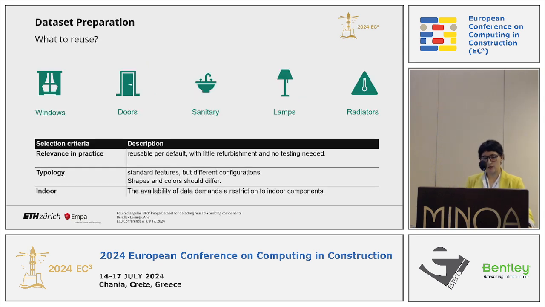In this field study, we identified 5 building component categories, namely windows, doors, sanitary, lamps, and radiators. They were chosen because they are considered reusable without prior destructive testing. We have large intra-class variations, meaning that we have very different types of doors, for example, and also they were captured in large numbers in our case study.